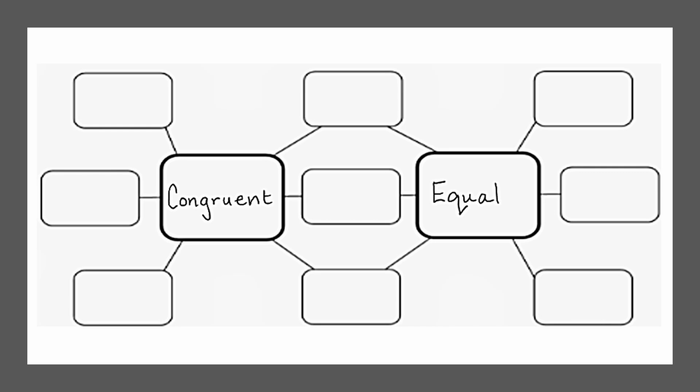A big thing that they have in common is that both of these words are talking about things being the same. The sign for congruent and the sign for equal are similar. They're not exactly the same, but they do have a lot in common. As you know, an equal sign looks like this. A congruent sign looks like that, but with a squiggle on top.